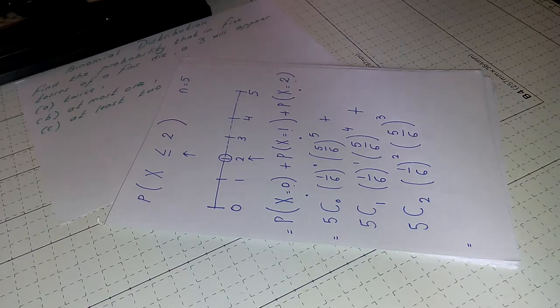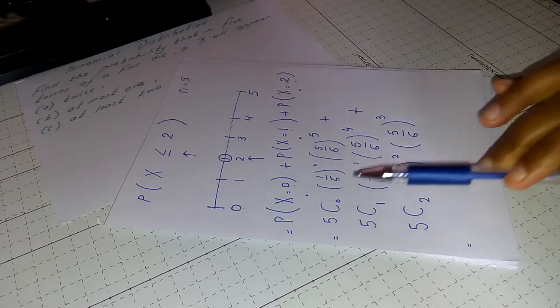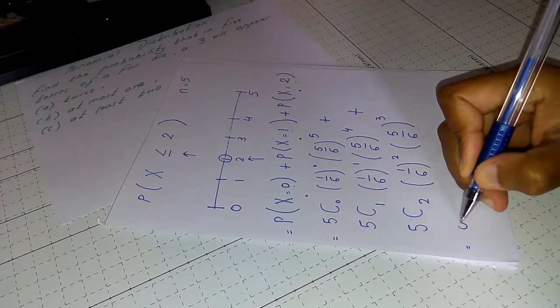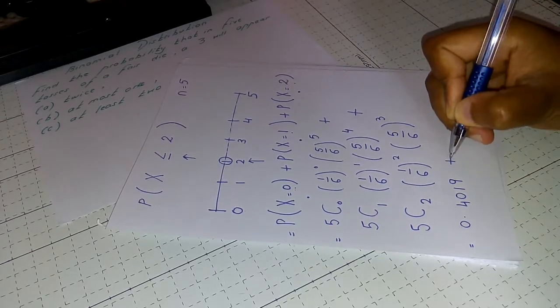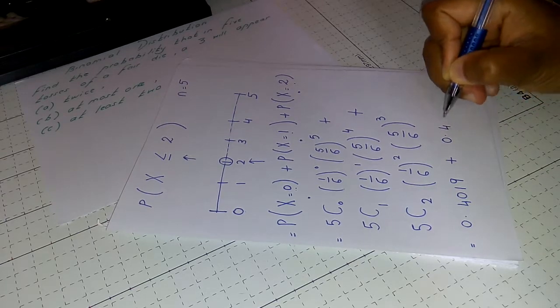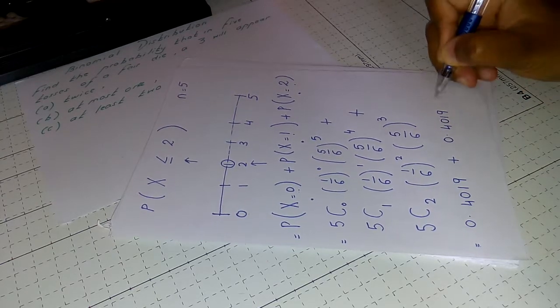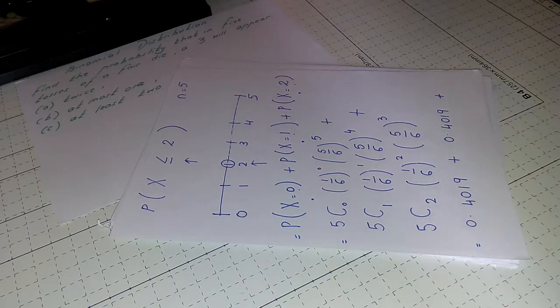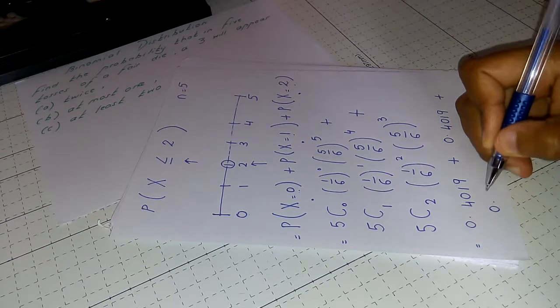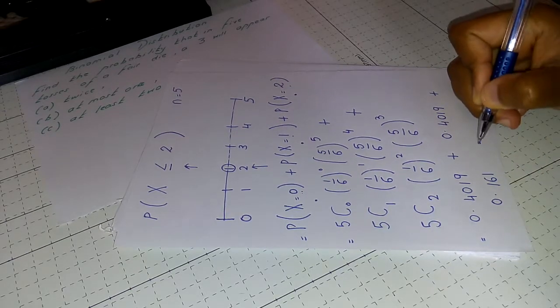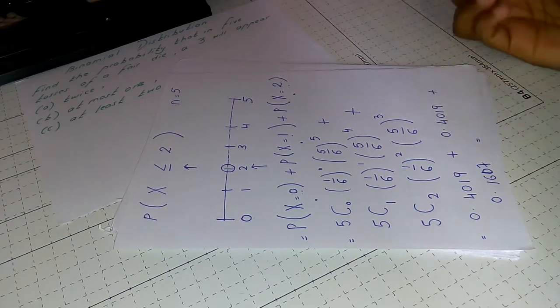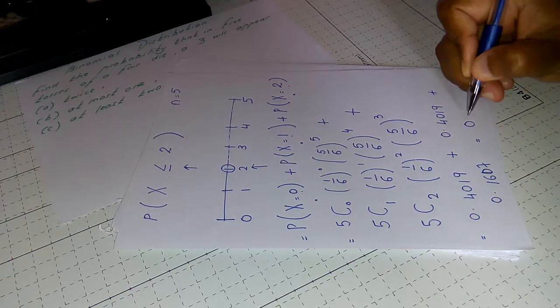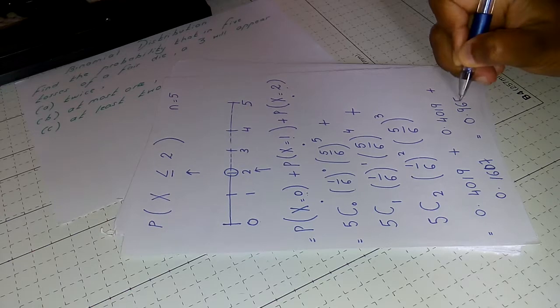You can pause this video and use your calculator to get the value. Okay, I'm just going to give you the answer for this one. If you use your calculator, you're going to get 0.4019 plus 0.4019 plus the last one, which we already calculated in the first part, 0.161. Now you can take up to 2 decimal places. For the first part, I think you got 0.07, so you can use 0.07, and then the answer should be 0.965.